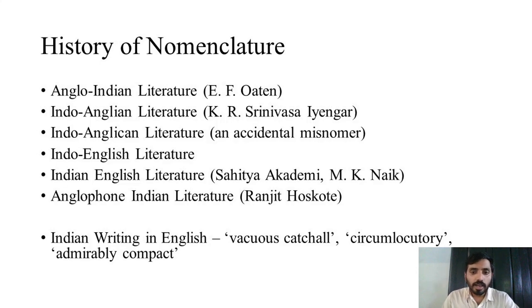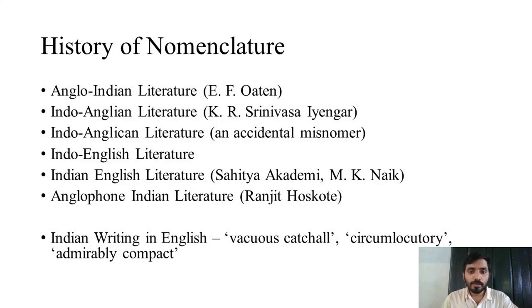Ranjit Hoskote's alternative, which is the academic alternative, is Anglophone Indian literature. Why is it called academic? Because it is not easily understood by the layman. What do you mean by Anglophone when it is spoken out? You need an explanation of what is Anglophone. Anglophone refers to something that is inclined towards English. So, Indian literature that is inclined towards English.